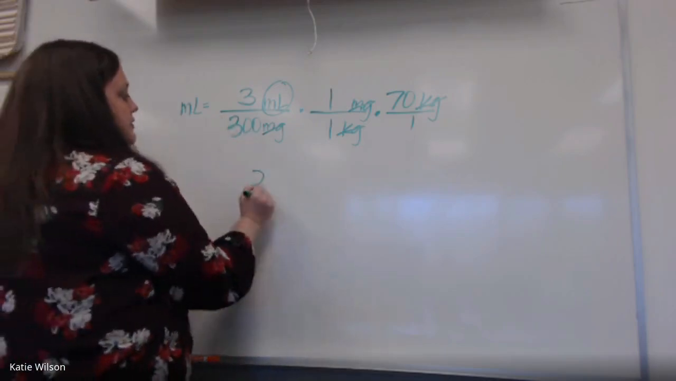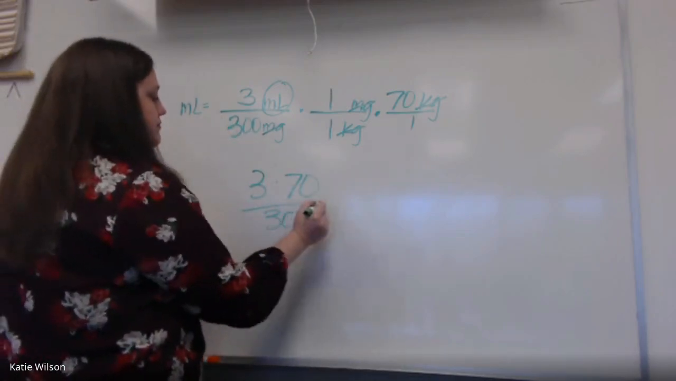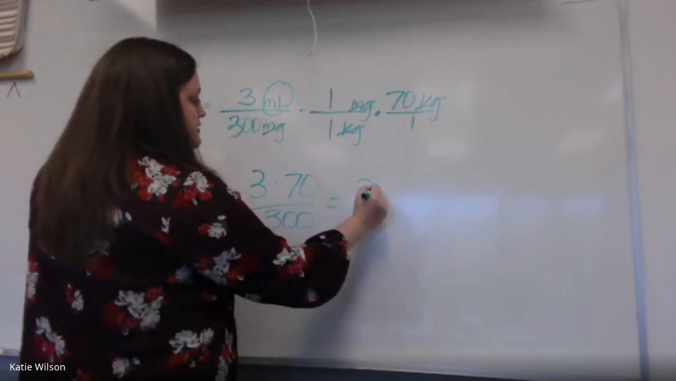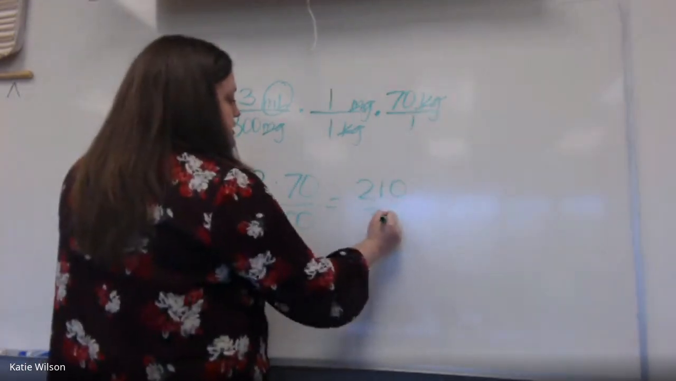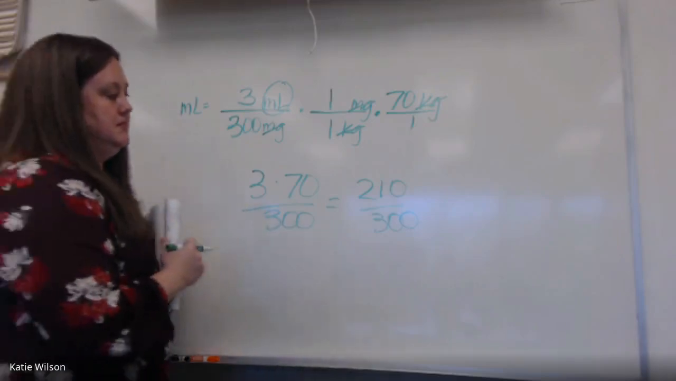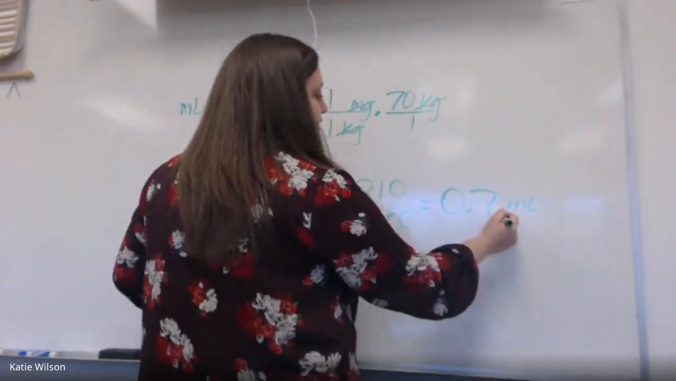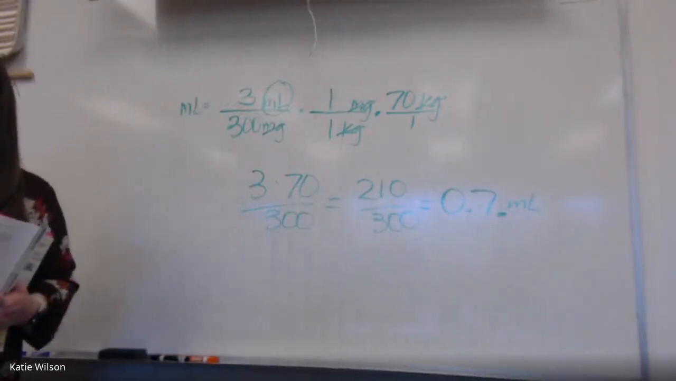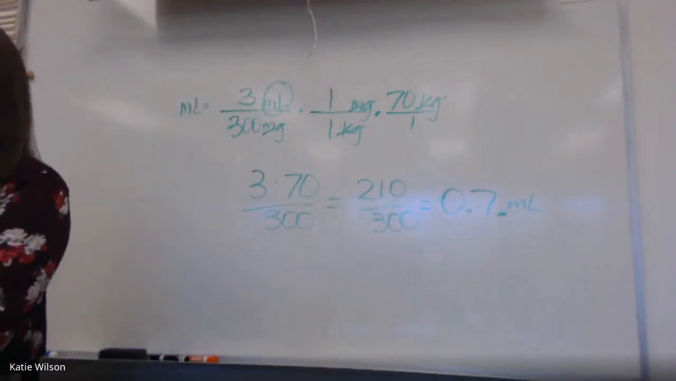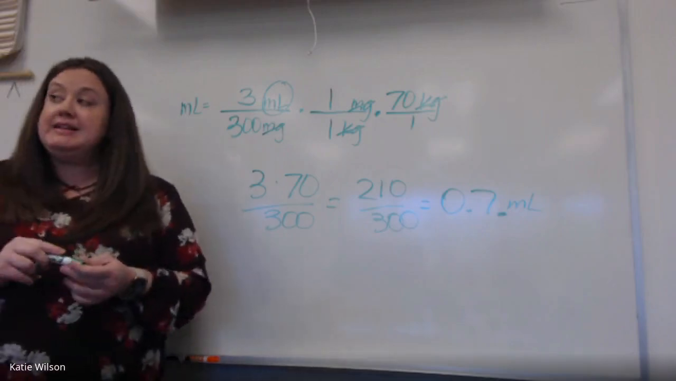So I've got 3 times 1 times 70 over 300. So 3 times 70 is 210 divided by 300. What does that come out to be? 0.7. So once again, we don't have that hundredth place to round it to. It's just 0.7. At least we finally got a different answer besides 0.8.